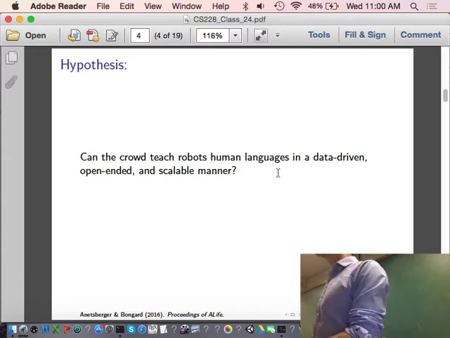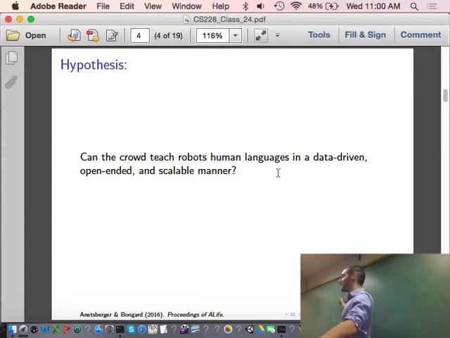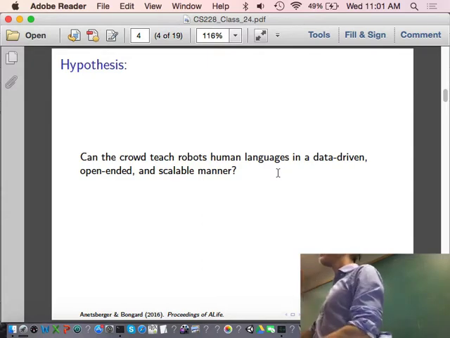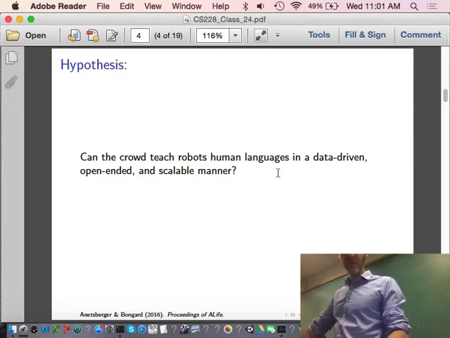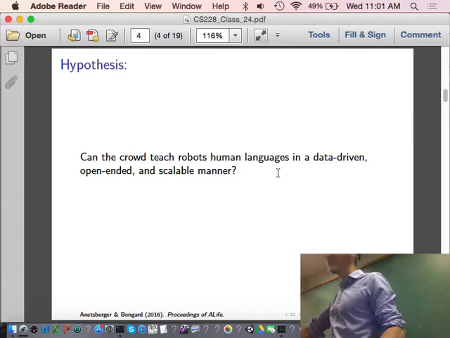And we're going to try and do this in a scalable manner so that as time goes on, we can add more and more robots, place them in more and more complex environments, which hopefully will enable the crowd to teach the robots more and more sophisticated language. That's where we're headed. Okay, so before we can test this hypothesis and show you the experiment, let's talk a little bit about language.